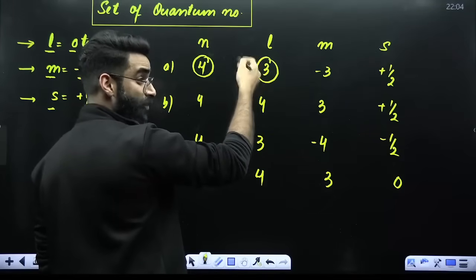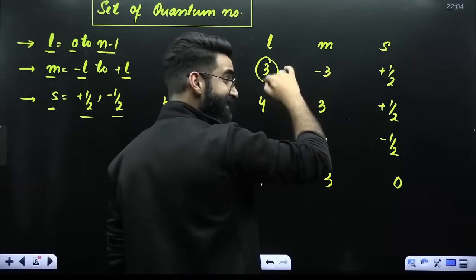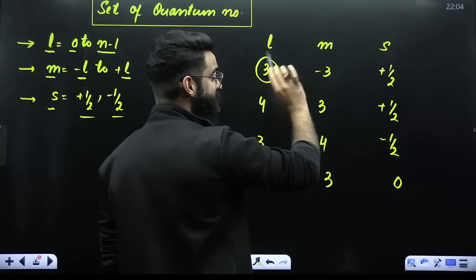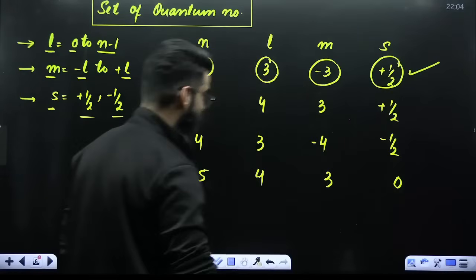0 to 4 minus 1. That means 0 to 3. Either 0 or 1 or 2 or 3. Correct. M is from minus L to plus L. So M will be from minus 3 to plus 3. Yes, minus 3 is given. And spin quantum number is plus 1/2. So this is the correct one.